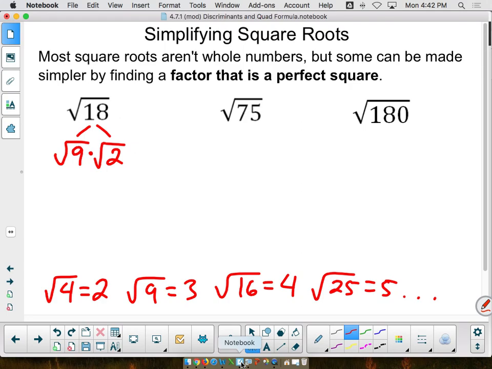So I can break the square root of 18 into the square root of 9 times the square root of 2. Now, we know the square root of 9 is just 3. So I'm going to write the number 3 without the square root symbol. And then the square root of 2 cannot be simplified. Right, we know the square root of 4 is 2, but the square root of 2 is not a whole number. So the square root of 18, we are just simply going to call 3 times the square root of 2.